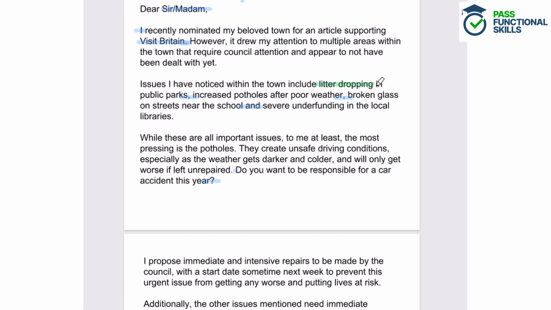So because we've got that ing at the end there, we need some more ings if we're going to use verbs for the rest of the items in the list. So we got litter dropping in public parks, and then severe underfunding in the local libraries. So make sure that whenever you are using a specific tense, you are doing so consistently and correctly in your answers. Now let's think about the spelling.